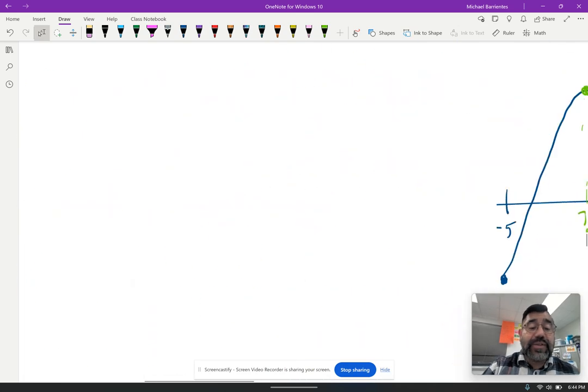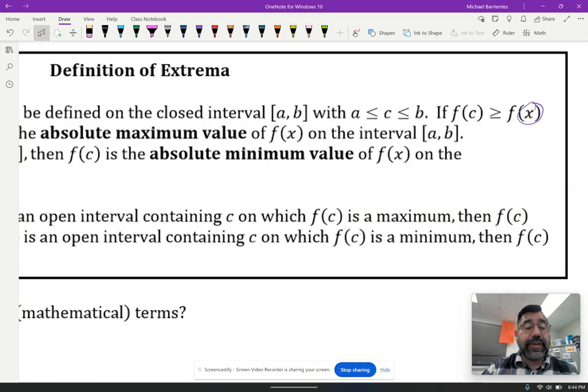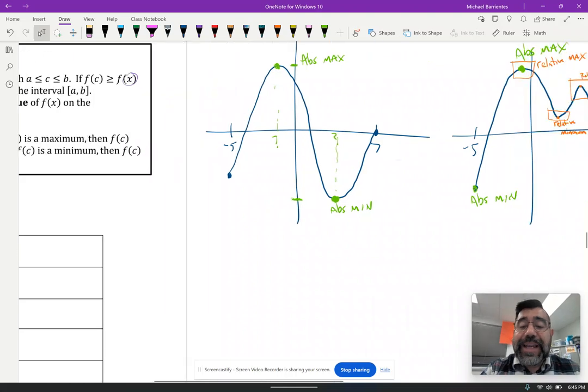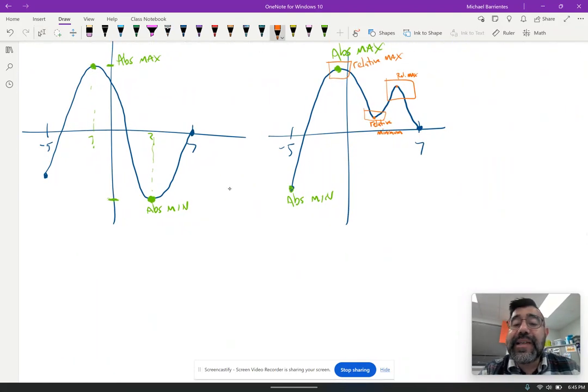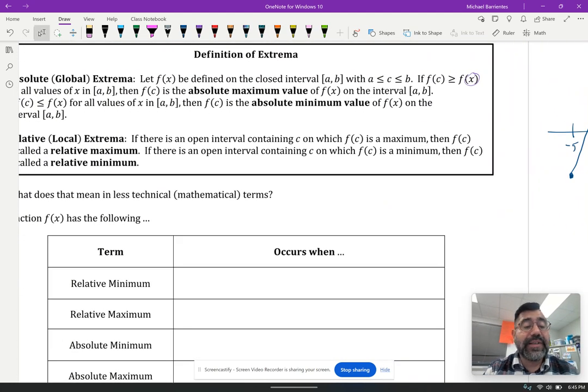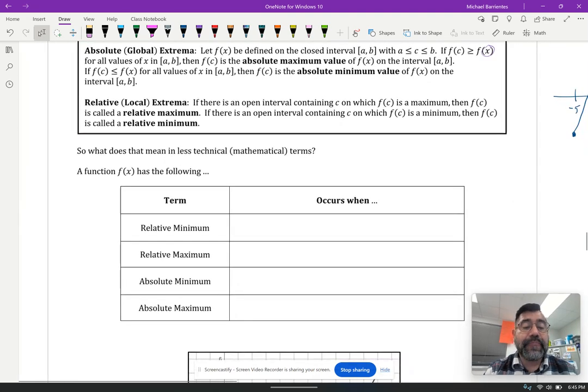And so when I come back to Brian's definition here, he says, if there is an open interval containing c, so there's that x value, that special x value, on which f of c is a maximum, then f of c is a relative minimum. So that's kind of saying, hey, if I can zoom in and I can see that there's a point that's higher than the rest, even if it's not the highest out of all of them, but in that little open interval it is, then I'm going to say that it is a relative max. And the same thing with relative min.